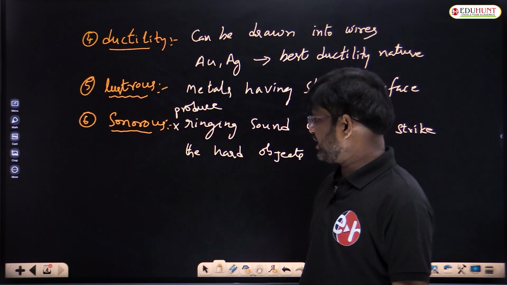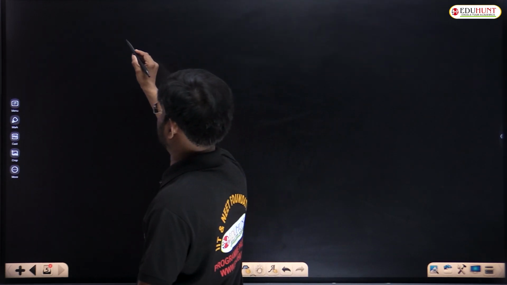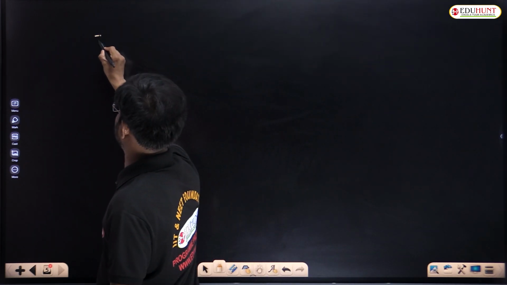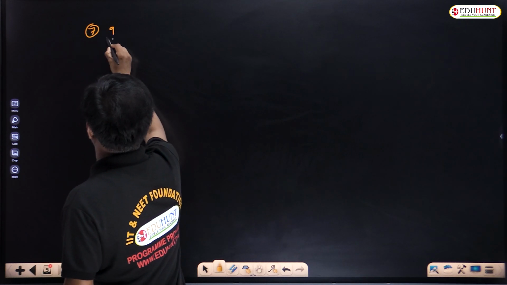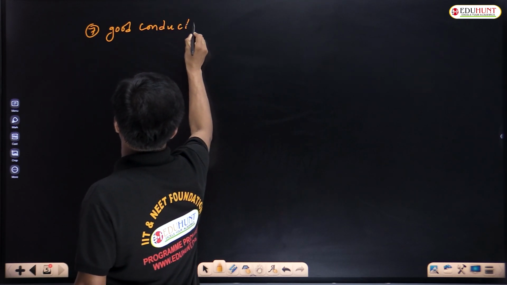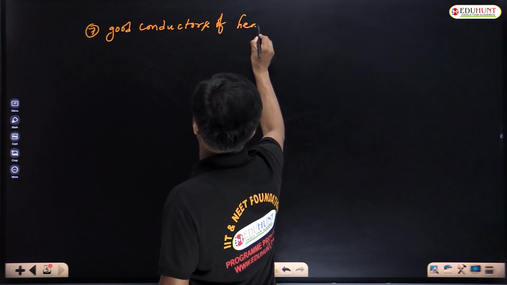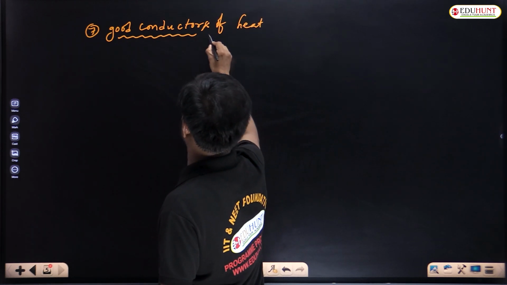So let's go to the next one: good conductors of heat and electricity. So what is a good conductor of heat and electricity? The seventh physical property: good conductors of heat.